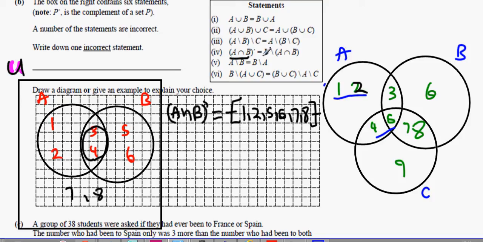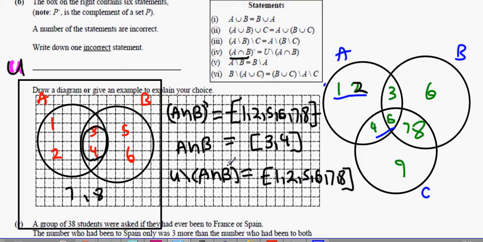The next one is everything that's in U that's not in A intersection B. So I write down A intersection B is 3 and 4. So you're allowed to have everything inside U that's not 3 and 4. So once again it's going to turn out to be 1, 2, 5, 6, 7, and 8. Both answers match up. This one here is true. Okay, next one.